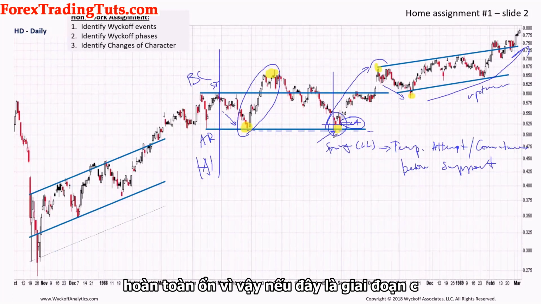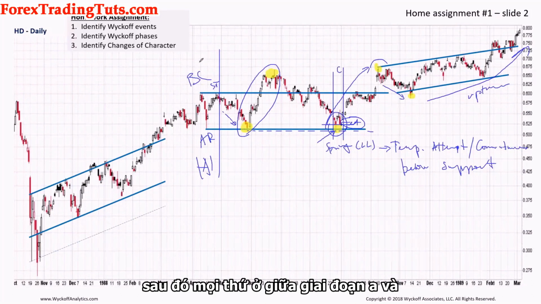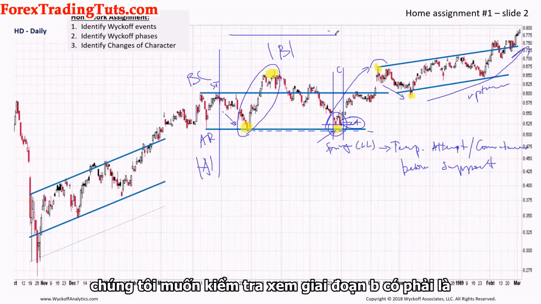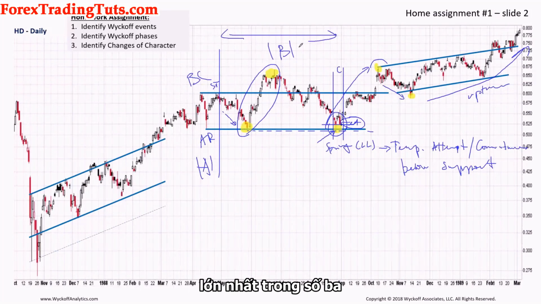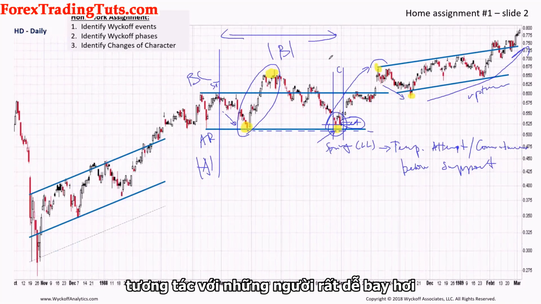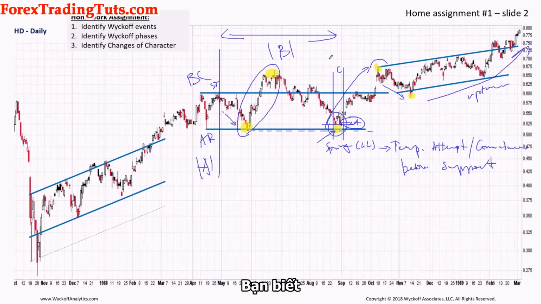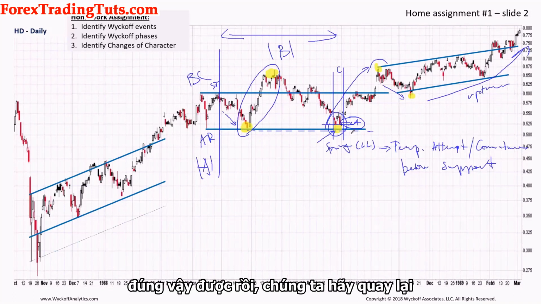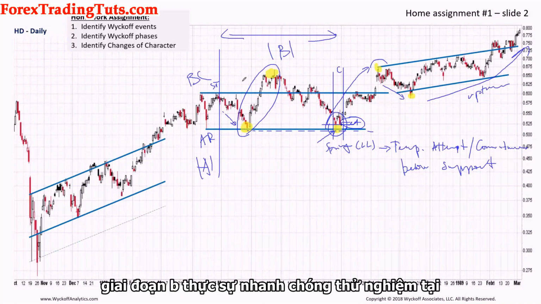Phase C, absolutely. Okay, so if this is phase C, then everything in between phase A and phase C is phase B. We want to check that phase B is the largest among the three. This is where the cause is being created. This is where supply and demand are interacting with very, very volatile events and behaviors, right? So, okay, let's come back to phase B really quickly.